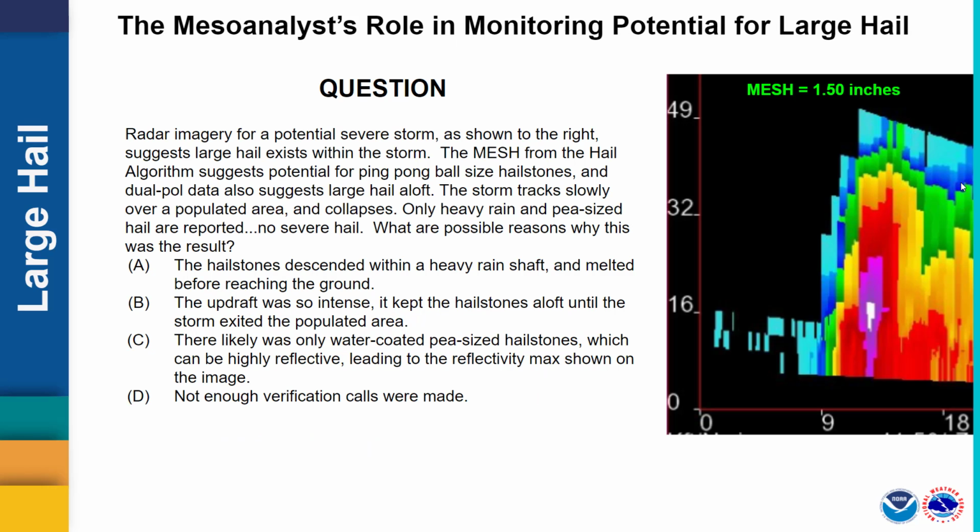Take a look at this question. Radar imagery, as shown to the right, shows a potential severe storm. It suggests large hail exists within the storm. The MESH from the hail algorithm suggests potential for ping pong ball sized hailstones, and dual pole data also suggests large hail aloft. The storm tracks slowly over a populated area and collapses. Only heavy rain and pea-sized hail are reported, no severe hail. What are possible reasons why this was the result?